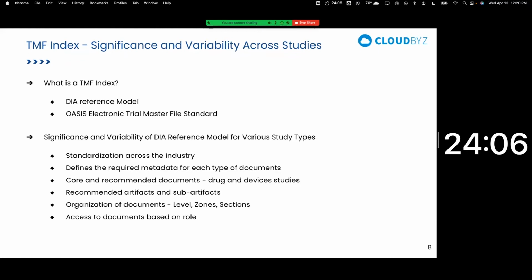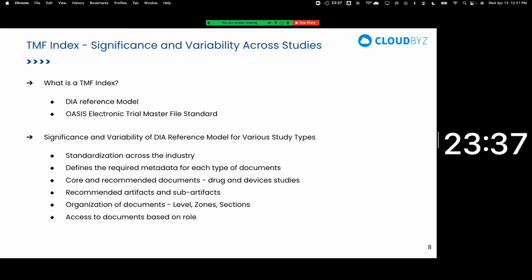Also, it lists numerous folders and the documents required in a specific trial master file for a specific study. These are also known as artifacts and sub-artifacts, which are then organized into various levels, zones, and sections. Additionally, it facilitates the segregation of documents based on your role on the trial, in addition to the list of documents that are required for each milestone at study and site level.